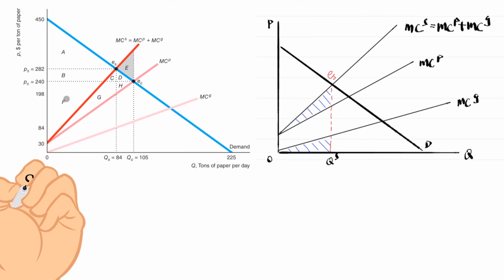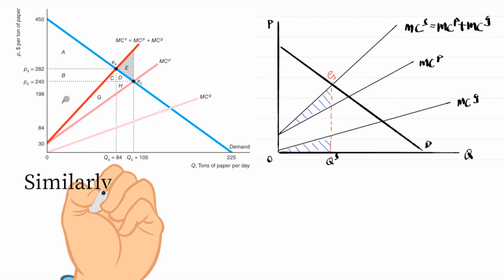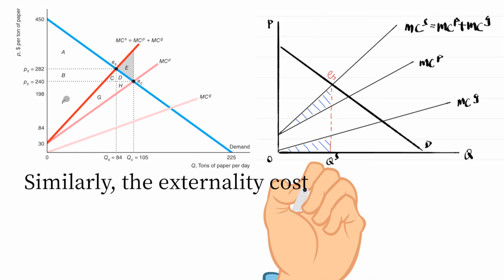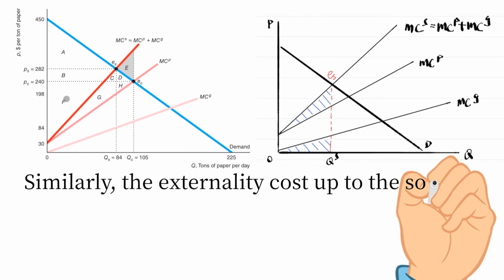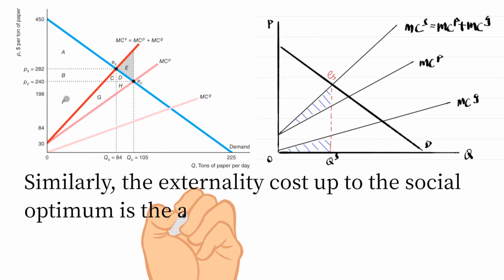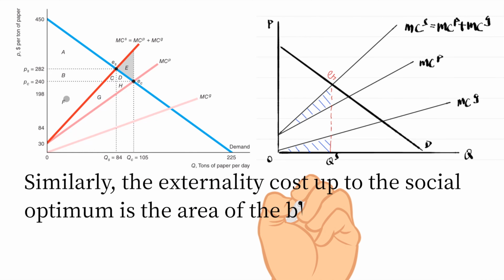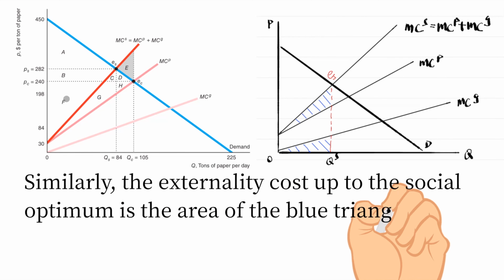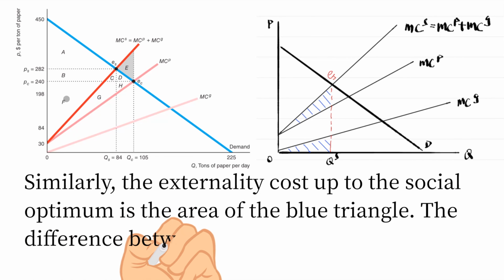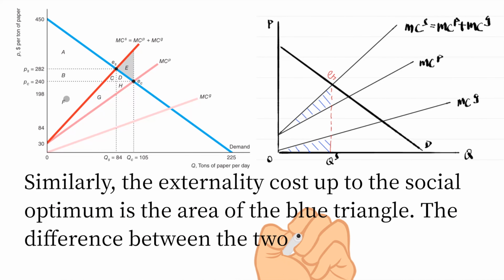Similarly, the externality cost up to the social optimum is the area of the blue triangle. The difference between the two externality costs is the area D plus E plus H.